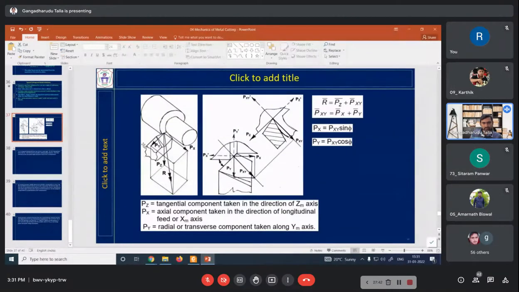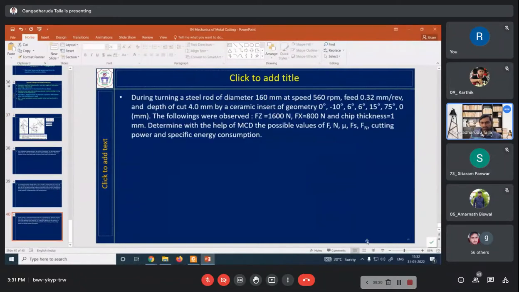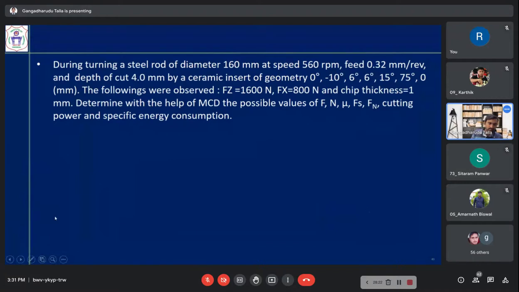Okay, here you observe this figure. First figure, Pz. Pz is nothing but Fz here. Okay, force is represented with Pz here. So that is in the downward direction, that is the cutting force. Py and Px are there. So the resultant of Px and Py is the thrust force, that is Pxy. Okay. So we have seen the relations also here. Px is equal to Pxy sin phi, Py is equal to Pxy cos phi. So this is the thing.